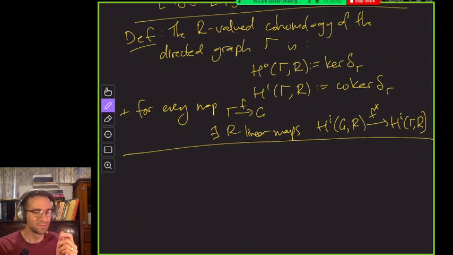So Tyson, it's induced by the same Fs, right? So gamma and G both have a zero dimensional and a one dimensional bit, and so F has a zero dimensional bit and a one dimensional bit, and so for H0 everything's induced by F0. And for F1, the map on the H1s is induced by F1.